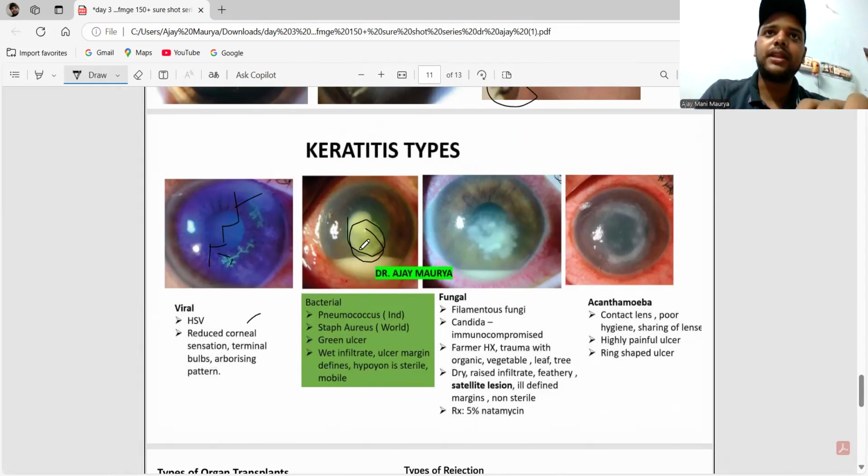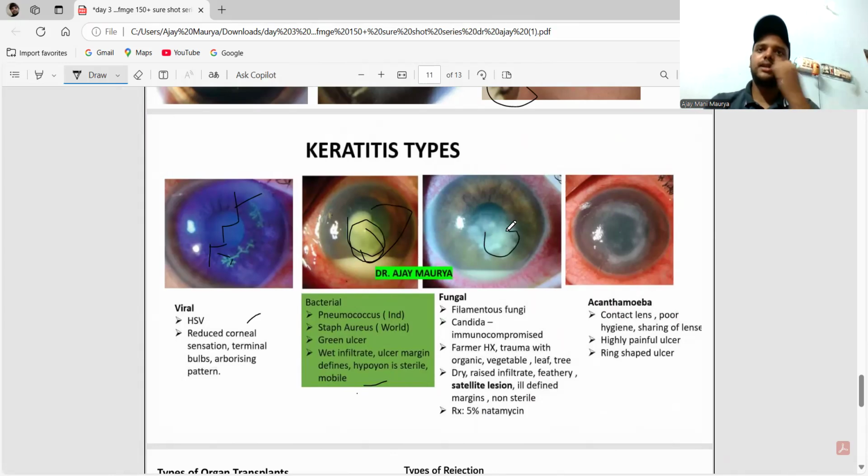This is a bacterial green ulcer. Wet infiltrate, ulcer margin defined, hypopyon. Remember, here the hypopyon is sterile. For this one, guys, this is the fungal infection.